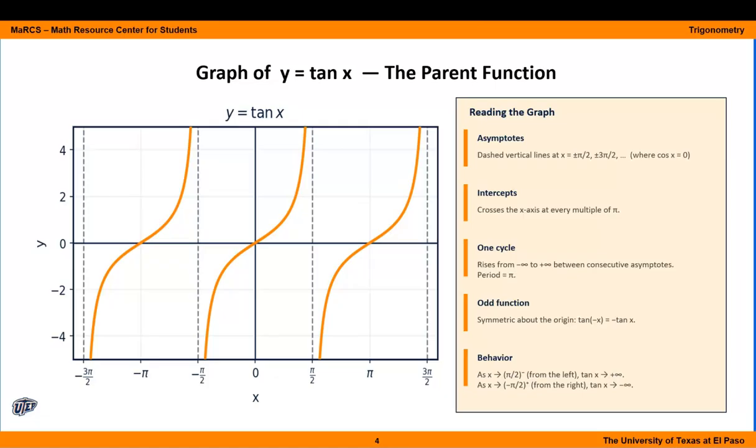The graph of tangent consists of repeating S-shaped curves. Each branch increases from negative infinity to positive infinity. It crosses the x-axis at multiples of pi. And it is symmetric about the origin, meaning it is an odd function.